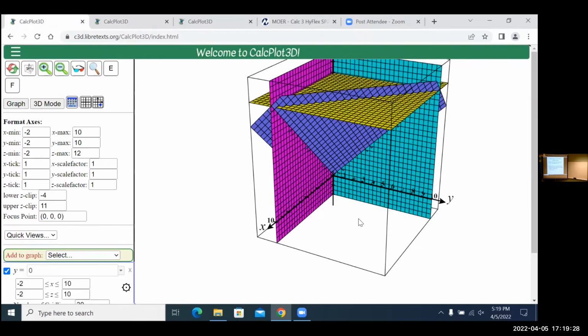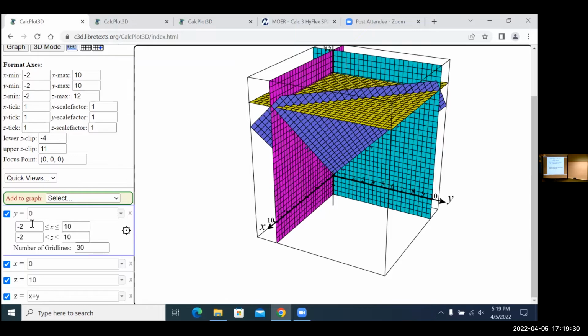Okay. So there's a few things I want to show you. So I put in the functions over here, right? Y equals 0, x equals 0, z equals 10, and z equals x plus y. So this is going to be a really good example to talk about the shadow region. This is what our 3D object looks like. And we can see that it creates an enclosed volume right here, right?